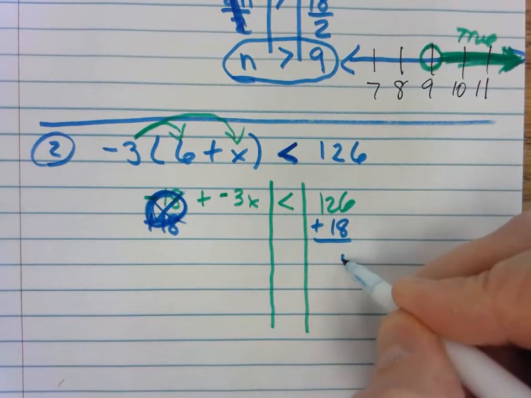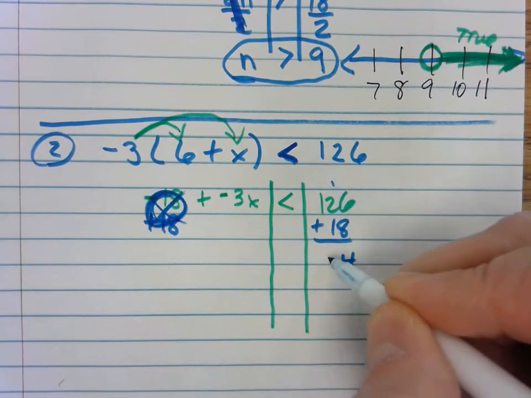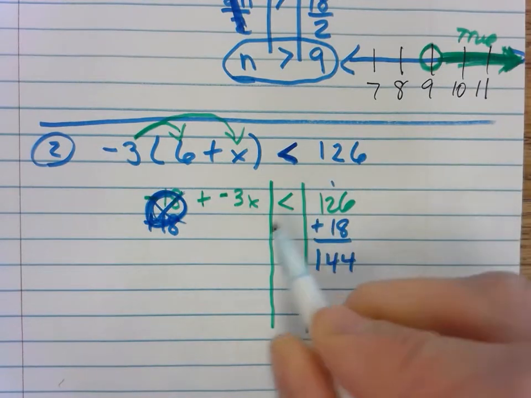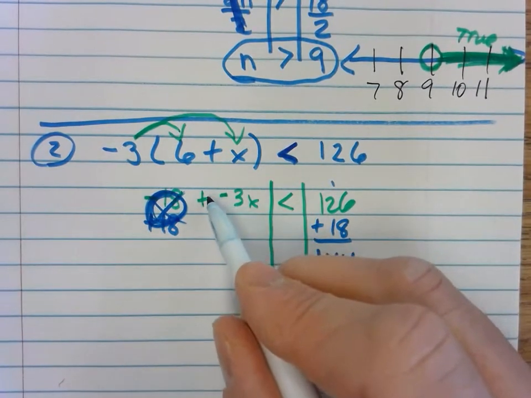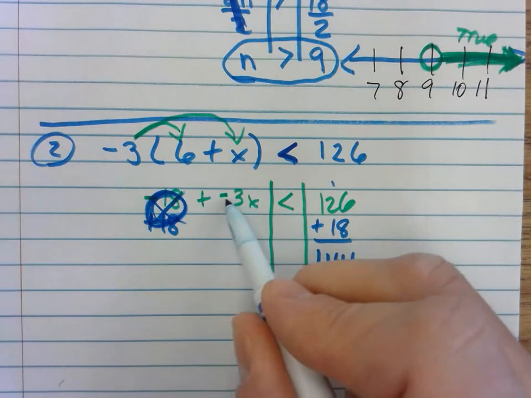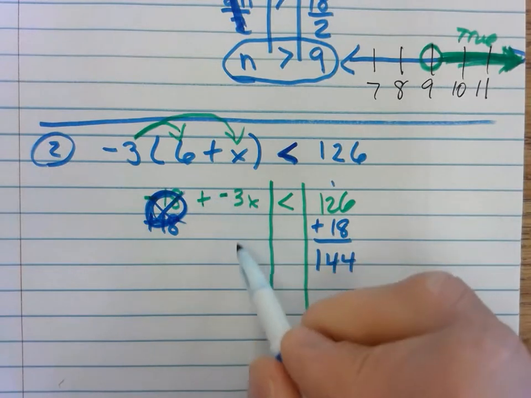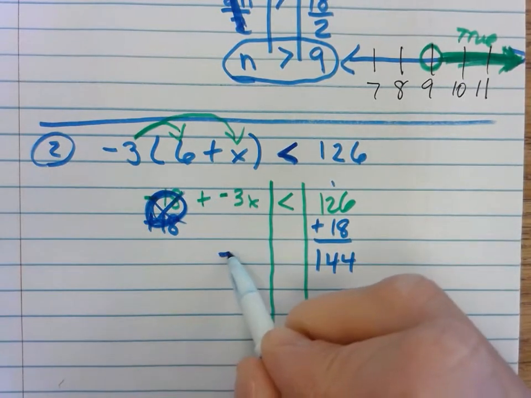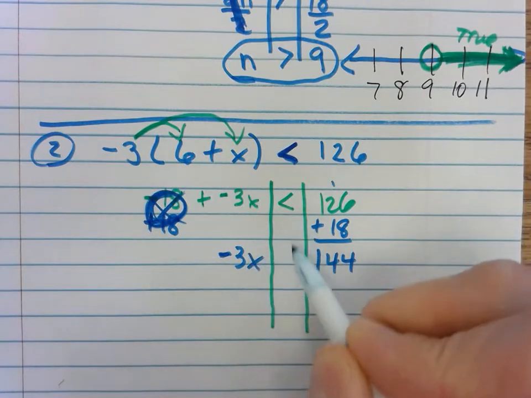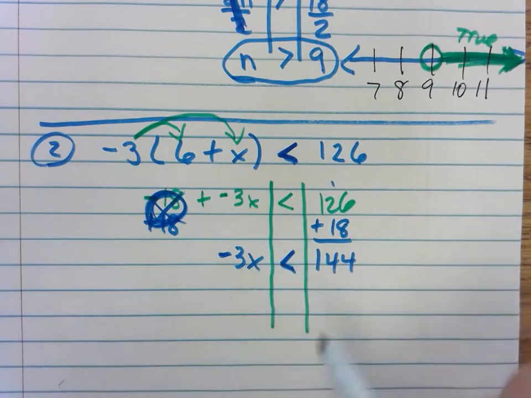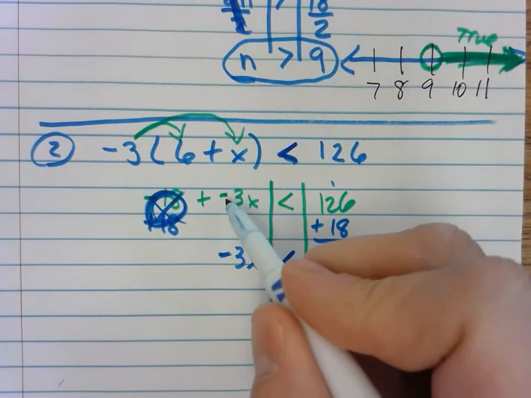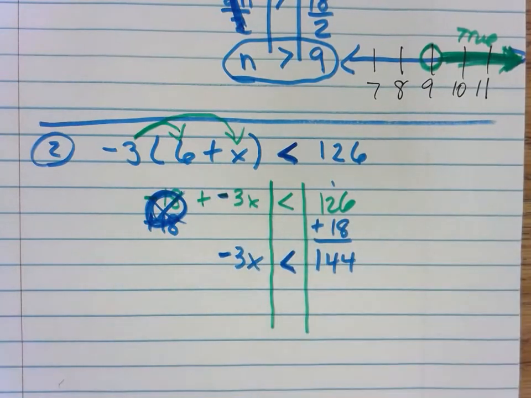Now over here, 126 plus 18. I see that's 14. That's 4. That's a 144. And then I'll make sure I'm going to say this. You see that's got a negative sign with it right there? Make sure you copy down that negative sign. That's negative 3x is less than 144. Please make sure you don't leave off that negative sign. Negatives are really important, people, so don't miss that.